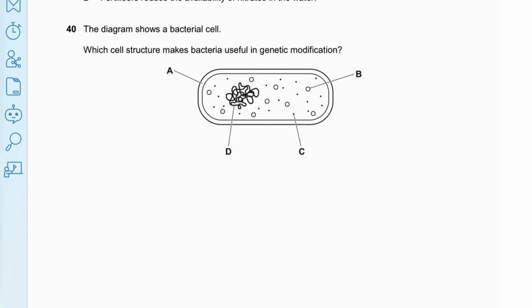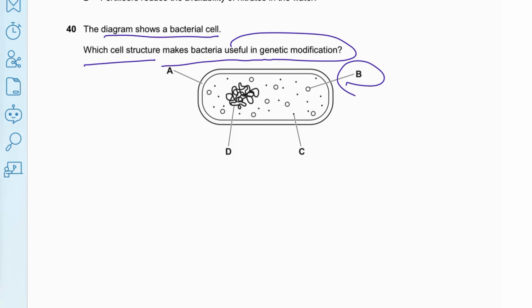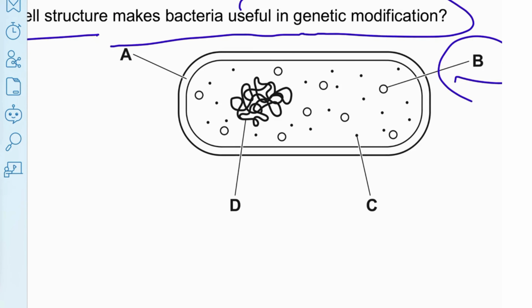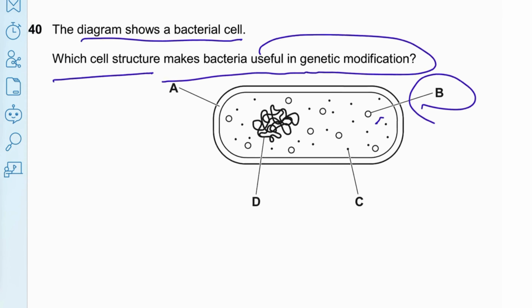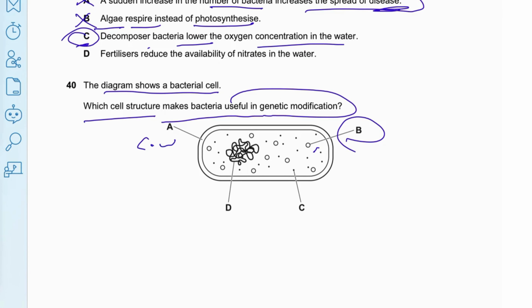40. The diagram shows a bacterial cell. Which cell structure makes bacteria useful in genetic modification? Plasmid, which is B. What is A? What is D? What is C? A refers to the cell wall, D is the genetic material, DNA, and C is ribosome.